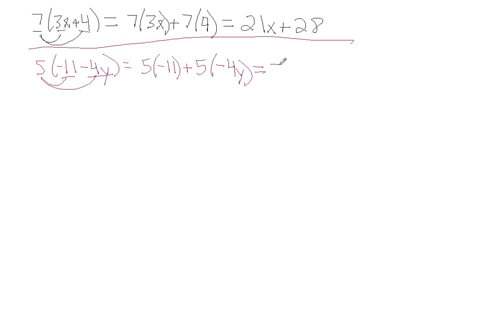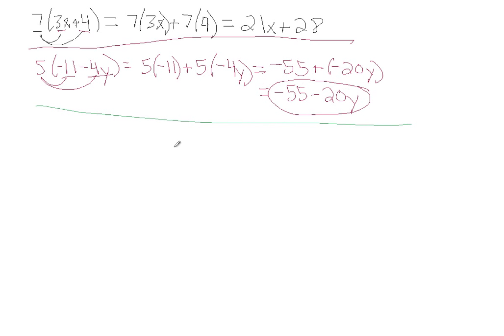5 times a negative 11 is minus 55. Plus 5 times a negative 4y is a minus 20y. Let's be careful with our minus signs. Now here, instead of adding a negative, we can simplify this and rewrite this as a minus 55 minus 20y. And that would be our answer. So distributing this 5, we want to make sure that we take care of our minus signs correctly, because those can ruin an answer.